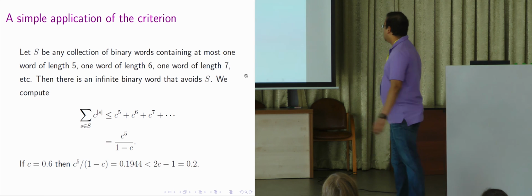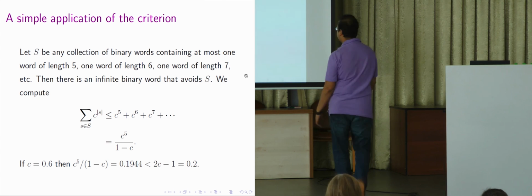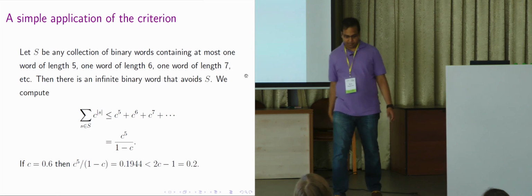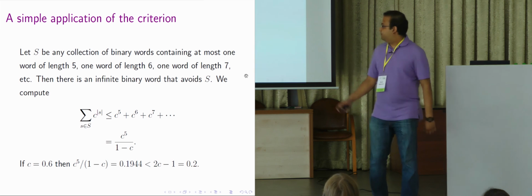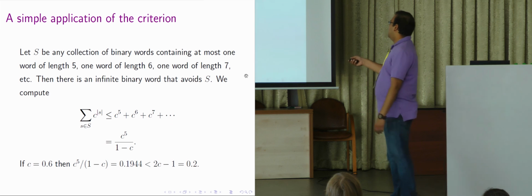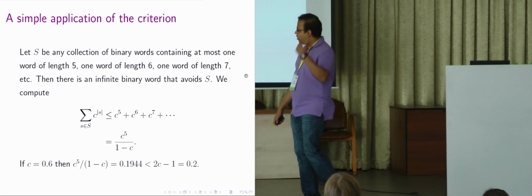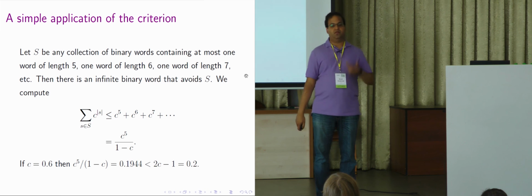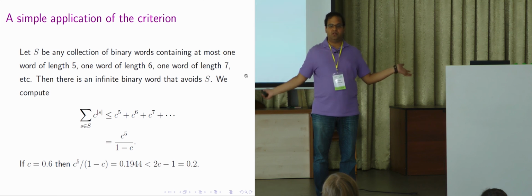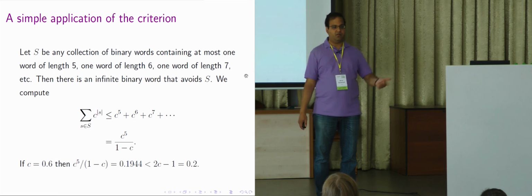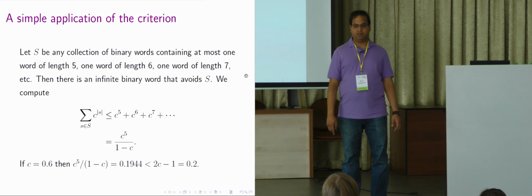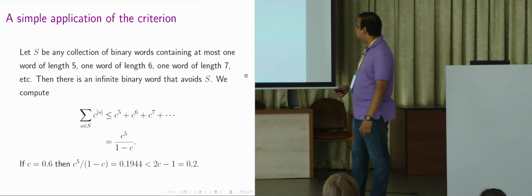So let's see how to actually apply it. Here's one very simple application from Miller's paper. Suppose I give you a set of binary words that contains one word of length 5, one word of length 6, one word of length 7, one word of length 8. I don't care what the words are. You can pick any words you like. Then that set is avoidable on the binary alphabet, whatever the words are.